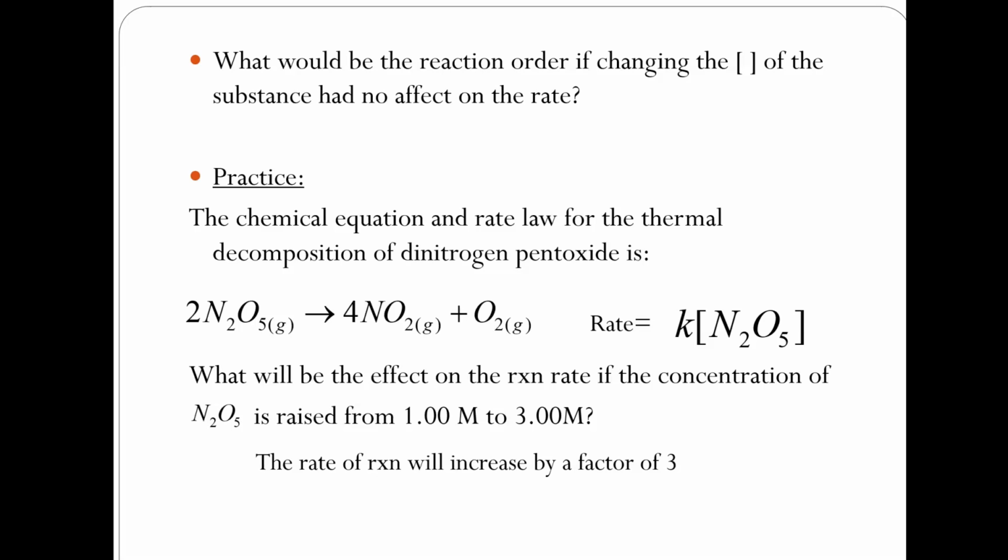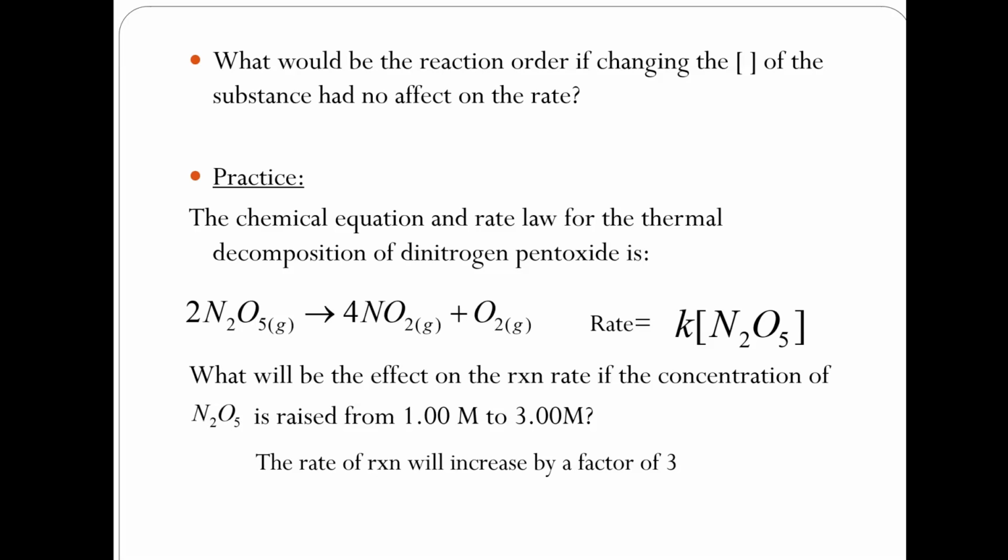We're going to start with a practice problem on trying to figure out reaction rate and the influences of certain reactants on a reaction. So the chemical equation and the rate law for the thermal decomposition of dinitrogen pentoxide is given. So I've got 2 N2O5. It's going to decompose to produce 4 moles of NO2 plus O2. The rate is given: k times the concentration of N2O5. What will be the effect on the reaction rate if the concentration of N2O5 is raised from 1 to 3?